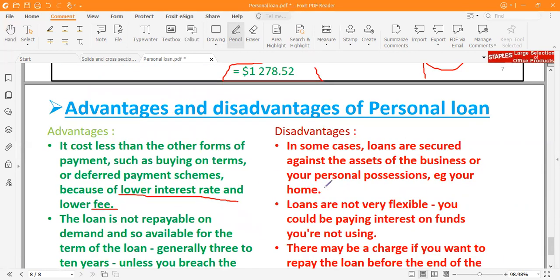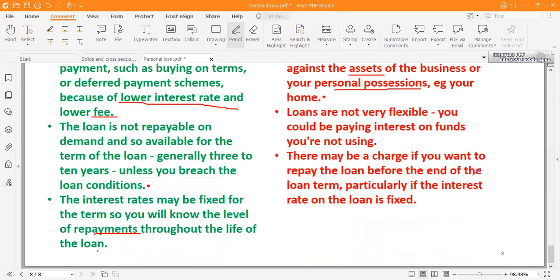These are advantages. And in some cases, loans are secured against the assets of the business or your personal possessions, for example your home, your computer, your car, and so on. Loans are not very flexible. You could be paying interest on funds you are not using.